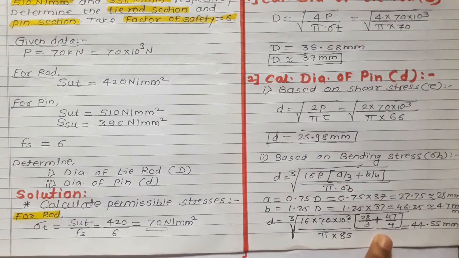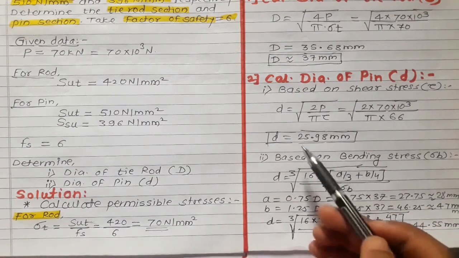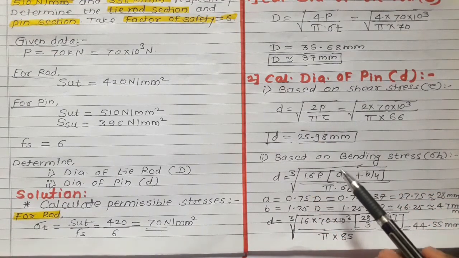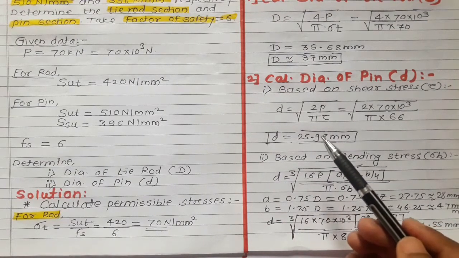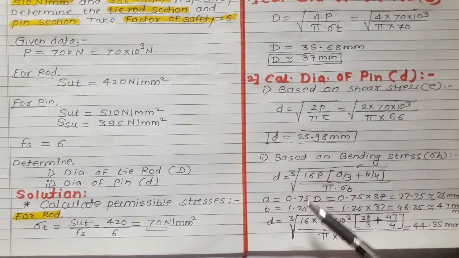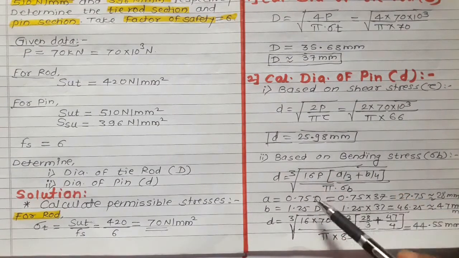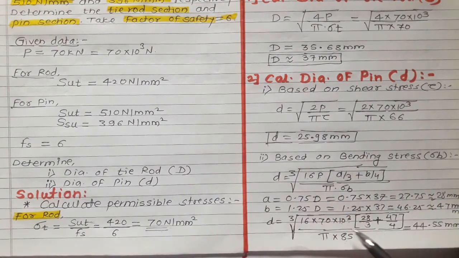Okay, so generally we select the maximum value of the diameter of the pin from those calculated based on shear stress and bending stress. But here, as we don't have to follow the further steps, it is not necessary to write the statement that selects the maximum diameter from these two values. If you have to solve all the steps, then it is obviously necessary to write the statement and select the maximum value from these two values. So the diameter of the pin based on shear stress is 25.98 mm and the diameter of the pin based on bending stress is 44.55 mm. Okay, so this is the solution to this problem.